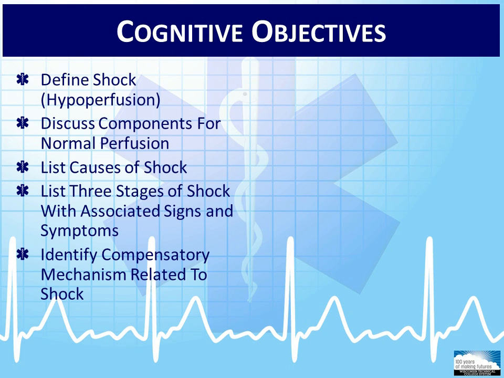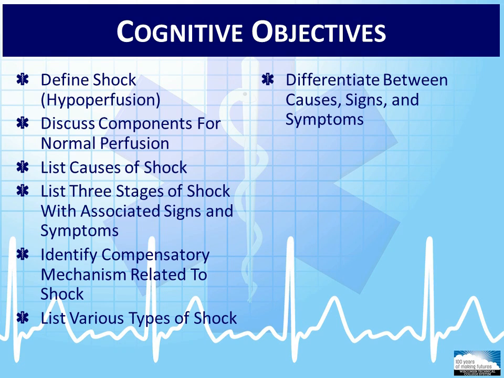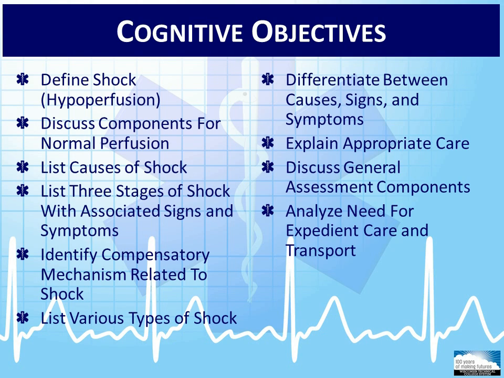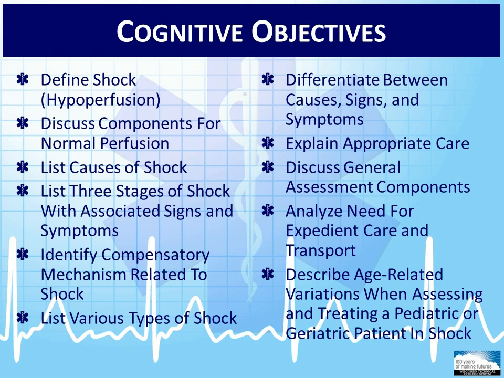stages, identify the compensatory mechanisms related to shock, list various types of shock, differentiate between causes, signs, and symptoms of the various types of shock, explain appropriate care for patients exhibiting signs and symptoms associated with each type of shock, discuss general assessment components of adult and pediatric patients, analyze the need for expedient care and transport of shock patients, and describe age-related variations when assessing and treating a pediatric or a geriatric patient in shock.